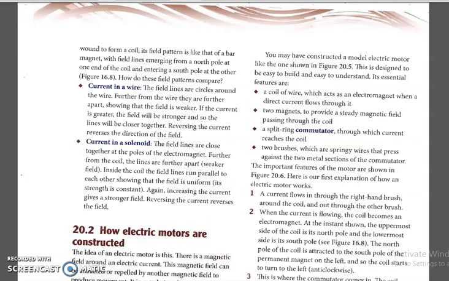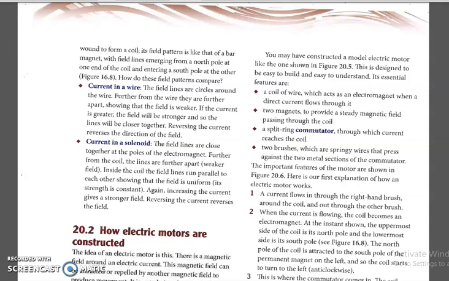Okay, so to increase the strength of an electromagnet, we can increase the current, we can increase the number of turns in the coil, and we can insert a soft iron core. So, by increasing the current, by increasing the number of turns, and by inserting a soft iron core.